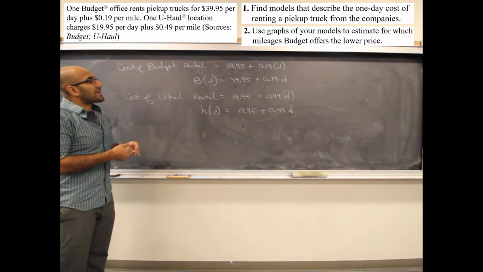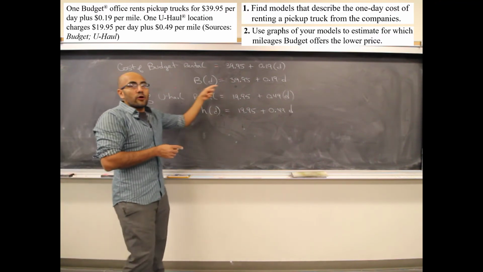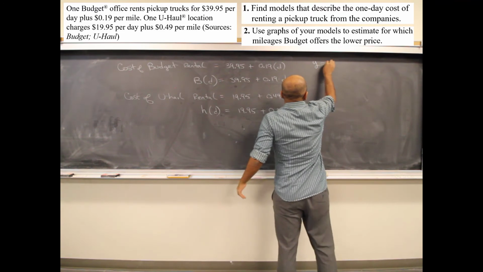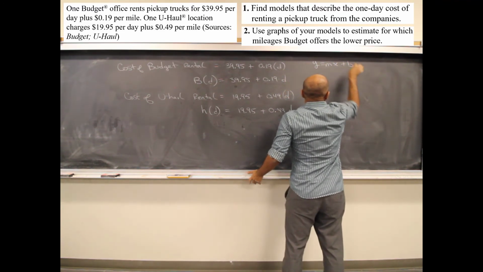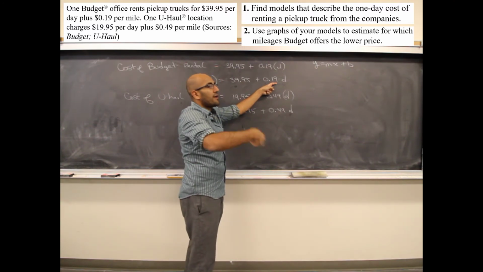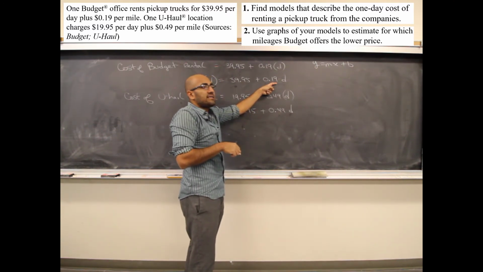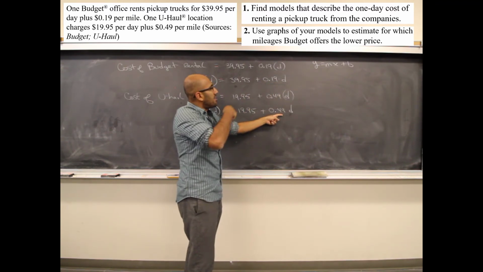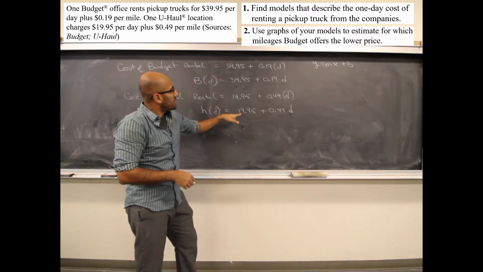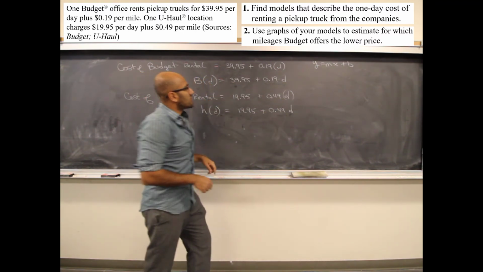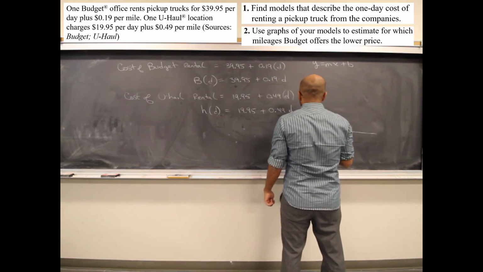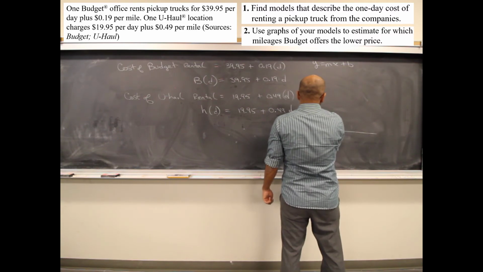Right? Okay, so let's sketch the graphs for both of these. They're both linear equations, right? They both fit the form of y equals mx plus b, where the m here was 0.19. For each additional mile that you travel, we add 19 cents to the bill. In this case, the slope was 49 cents. For each additional mile, we add 49 cents to the bill. And the y-intercepts are here. Okay, so if we do like a really rough sketch of this thing, it would look something like this.